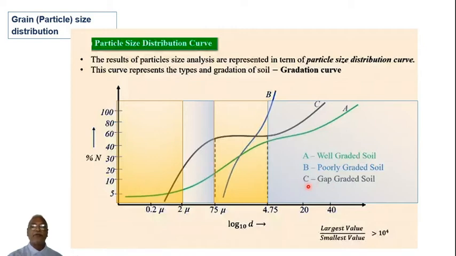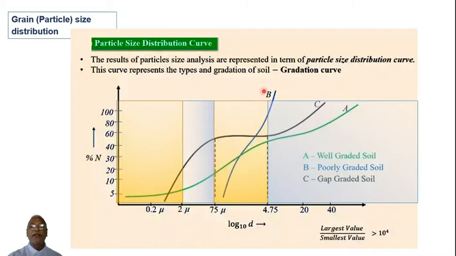I'll come directly to curve C, which has a horizontal stretch over here. I explained earlier that the sand particles are missing. There is no percentage contribution for this, right? So that's why there is a gap of sand. You only have silt, clay and gravel. There is no sand present in soil C. That's why it is called gap graded soil, right?